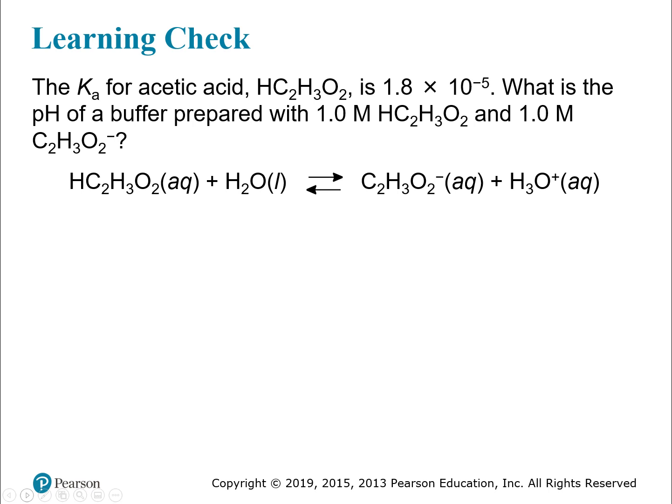Here, we've got acetic acid and water. And we have a buffer that we're preparing with 1 molar acetic acid and 1 molar acetate ion. We have to figure out the pH. What we have here is the equation, the partial dissociation of acetic acid in water. We need to write that Ka.